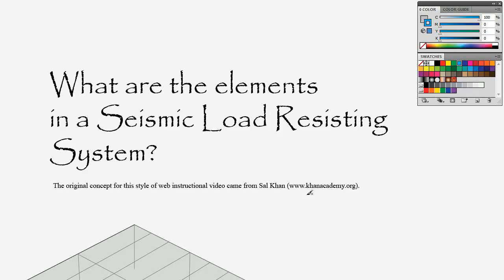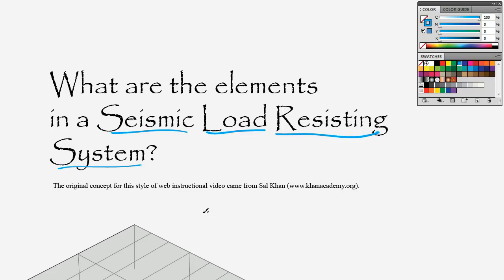So in the last video we were talking about how in a lot of areas of the United States we're susceptible to strong ground accelerations from earthquakes. And in this video I want to talk about elements of what we call our seismic load resisting system. So if we're in an area where we have earthquakes, we need to design our buildings so they can handle it.